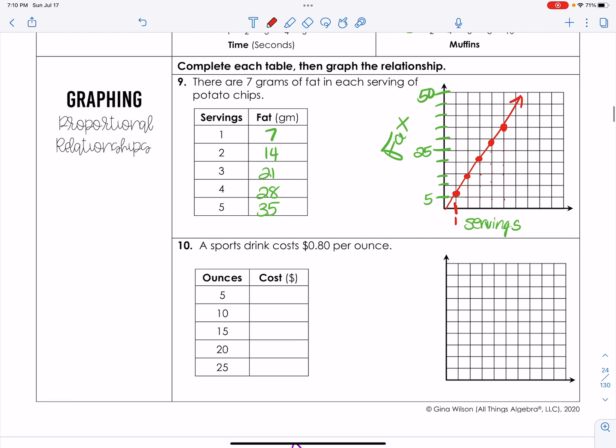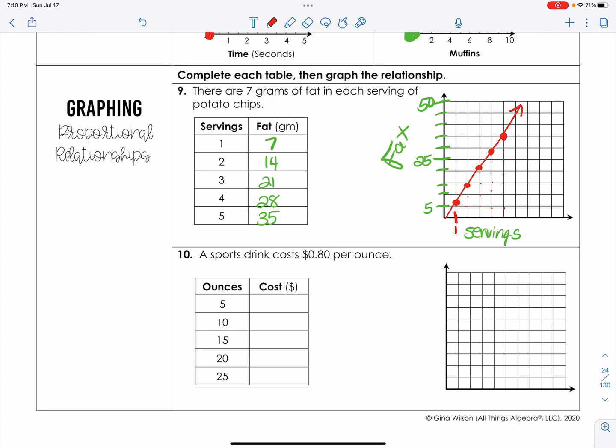All right, the last one is a sports drink that costs 80 cents. This is where, because this is 5 ounces, I'm going to have to take 0.8 times 5, right? So 0.8 times 5 is $4. If I times by 2, this would be $8. If I times by 3, this would be $12. If I times by 4, this would be $16. And if I times by 5, this would be $20.